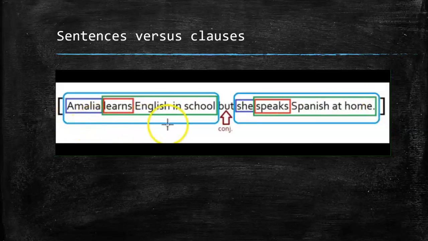This sentence is a compound sentence because it has 2 clauses. Amalia learns English in school is one clause. She speaks Spanish at home is another clause. And they are joined together by this little word right here, but. This is called a conjunction or a coordinating conjunction.